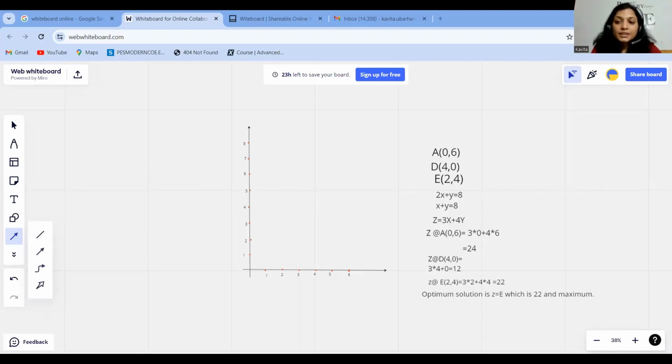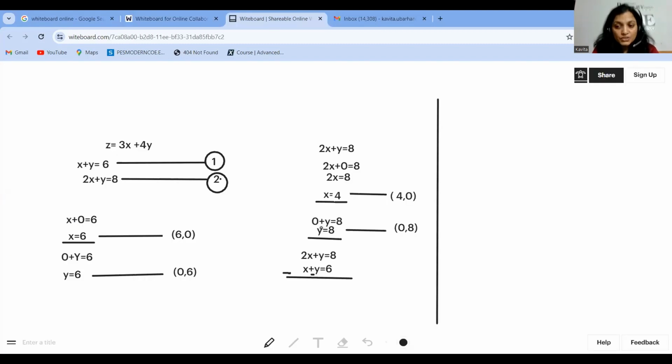Now let us say your equations, you all know your equations. There are two equations in your LPP. The objective function is z is equal to 3x plus 4y, and the two constraints are x plus y is less than or equal to 6 and 2x plus y is less than or equal to 8.